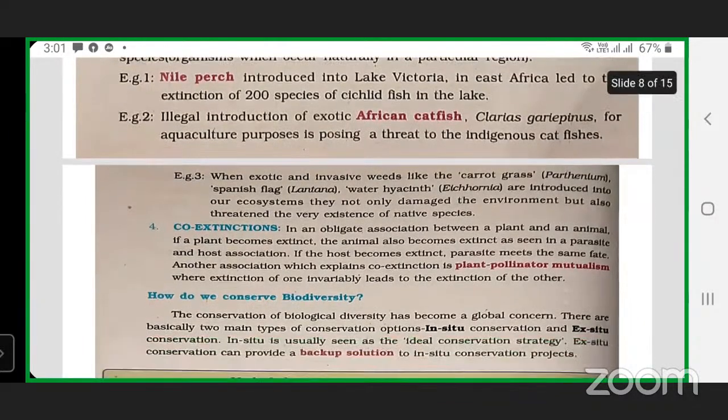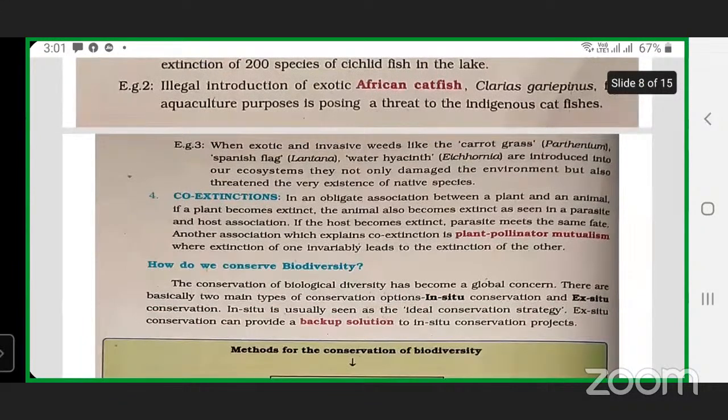Then come to the fourth evil quartet, that is co-extinction. In an obligate association, without the parasite there is no host at all. That is an obligate relationship. In an obligate association between a plant and an animal, if the plant becomes extinct, the animal also becomes extinct. As seen in parasite and host association, if the host becomes extinct, the parasite meets the same fate. And the host is important, so automatically the dependent parasite can also diminish.